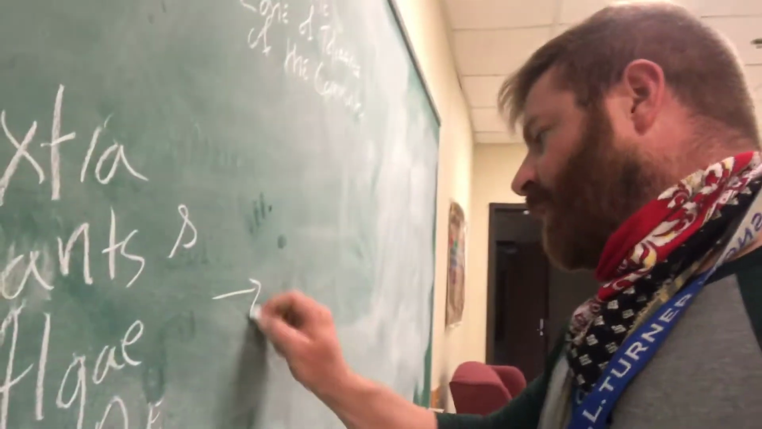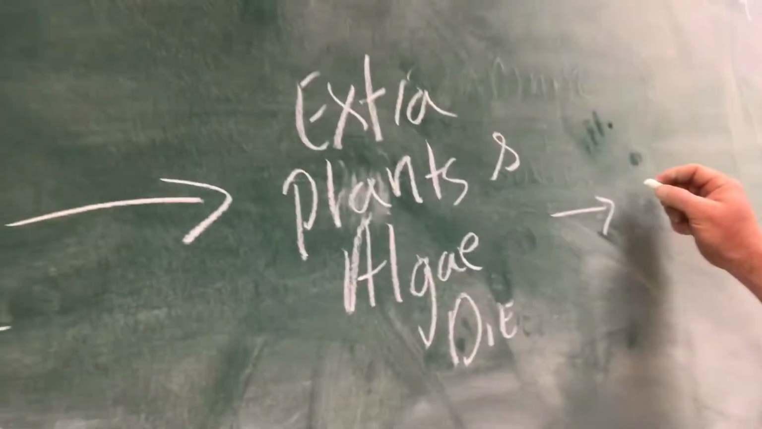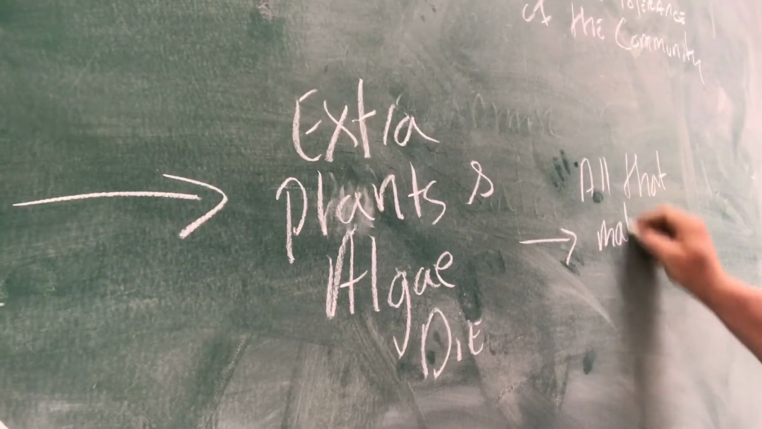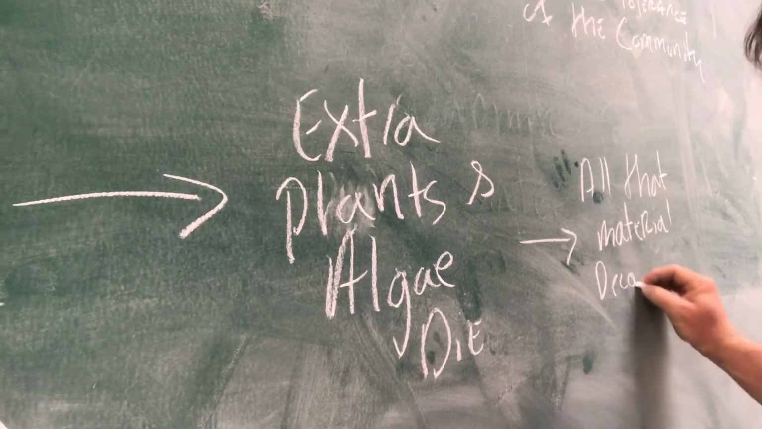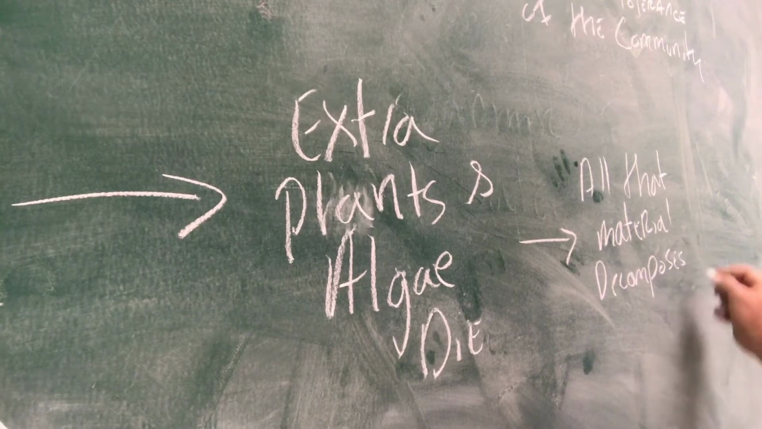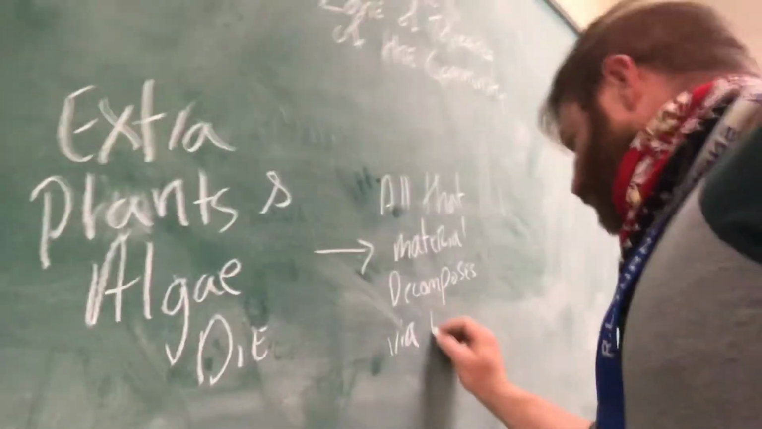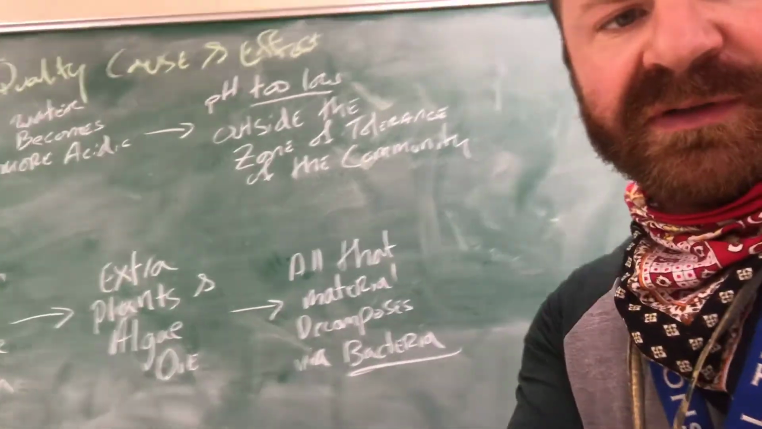Okay? This is sort of the beginning of the end. Now, when they die, then they start to decompose via bacteria. Now, why would I underline bacteria? Why is that important to this lesson at all?